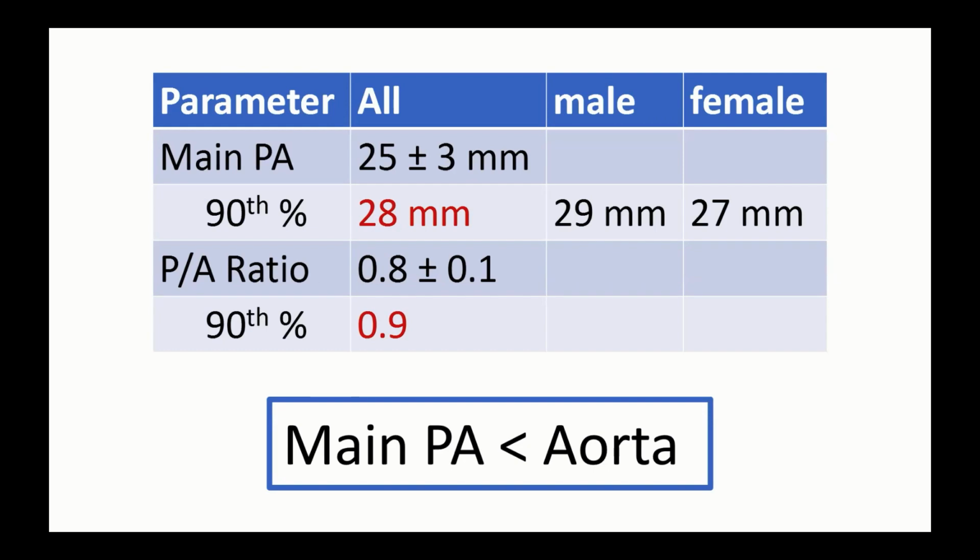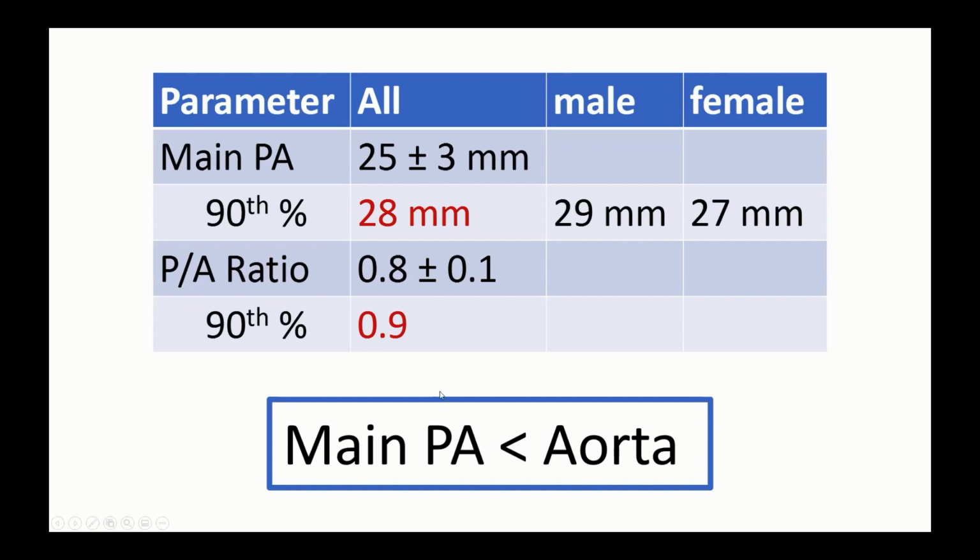And the 90th percentile was 28 millimeters in all comers. It was 29 in male and 27 millimeters in female. Also, the P to A ratio, which in this case is the pulmonary artery to the aorta diameter measure, was 0.8 plus minus 0.1. And the 90th percentile was 0.9.